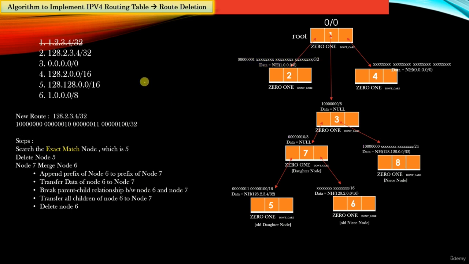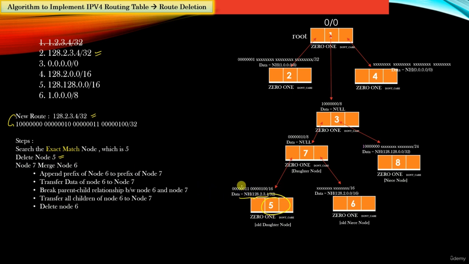So again, let us take one more example. Let us delete the route 128.2.3.4/32. So convert the route that is to be deleted into its effective prefix form. Now execute the exact match route search algorithm, and you will find that node number 5 is the node which we are willing to delete. It is the node which holds the next hop for the route which is being deleted. So we are interested in deleting node number 5.